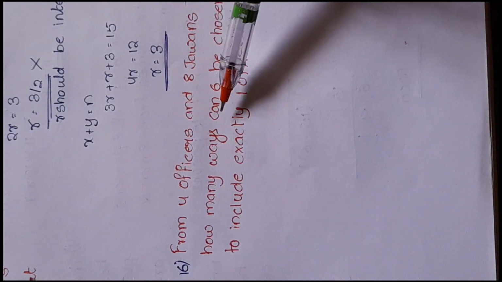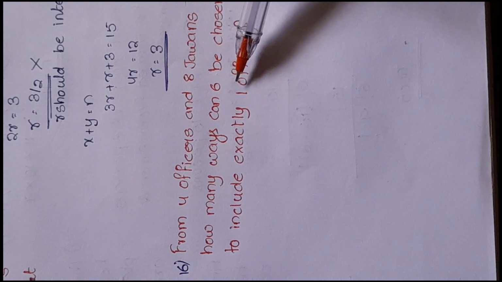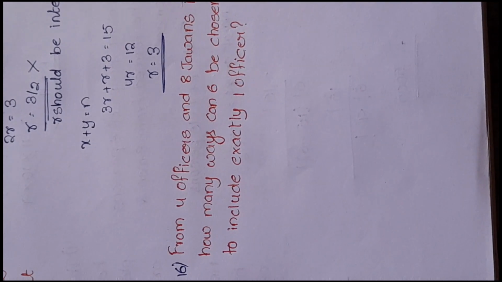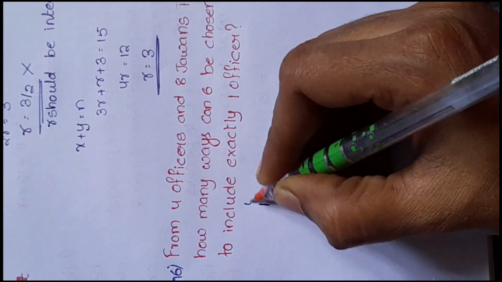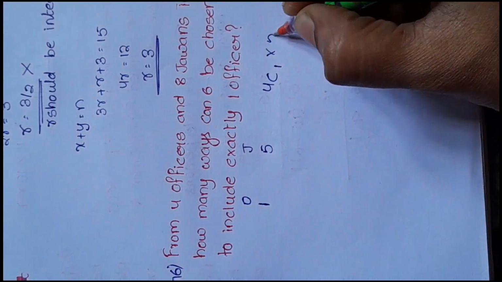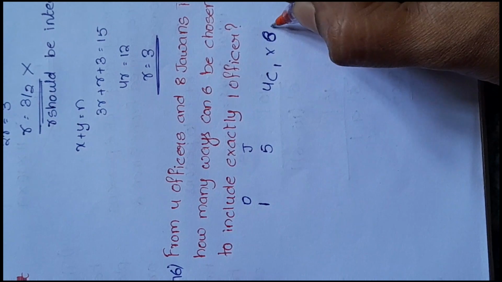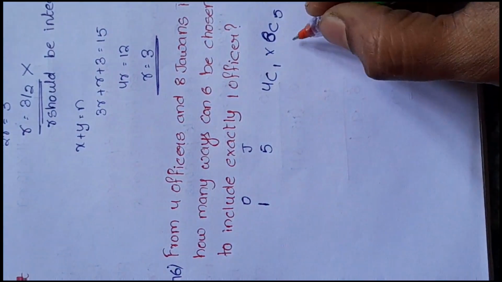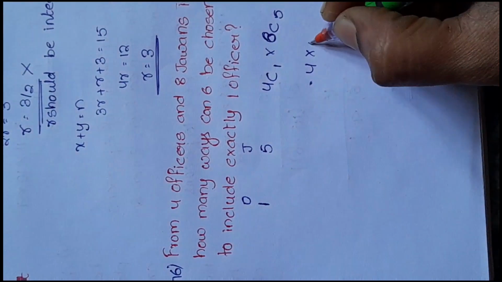From 4 officers and 8 jawans, in how many ways can 6 be chosen to include exactly 1 officer? Here we should exactly include 1 officer. So the number of jawans will be 5. That is 4C1 into 8C5. 4C1 into 8C5 value is 4 into 56.